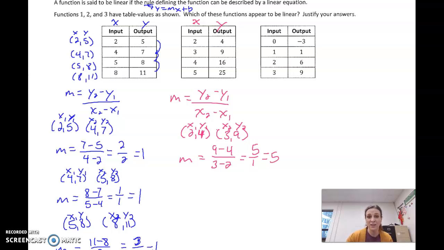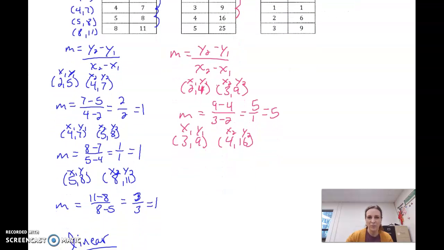Okay, so let's do the next 2 points. I did 2, 4 to 3, 9. So I'll do 3, 9 and 4, 16. x sub 1, y sub 1, x sub 2, y sub 2. Okay, and then just put that in our formula here. Difference in our y's, 16 minus 9 over 4 minus 3. 16 minus 9 is 7. We get 7 over 1, which equals 7.